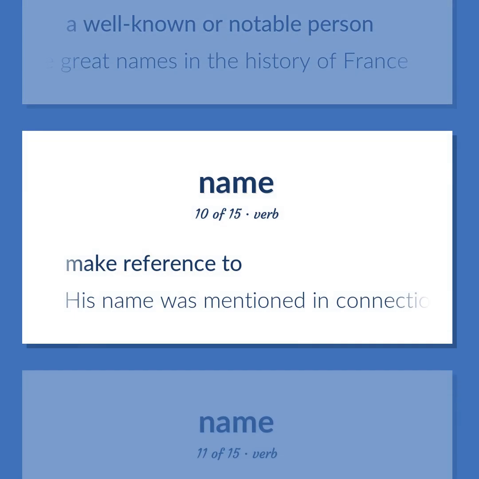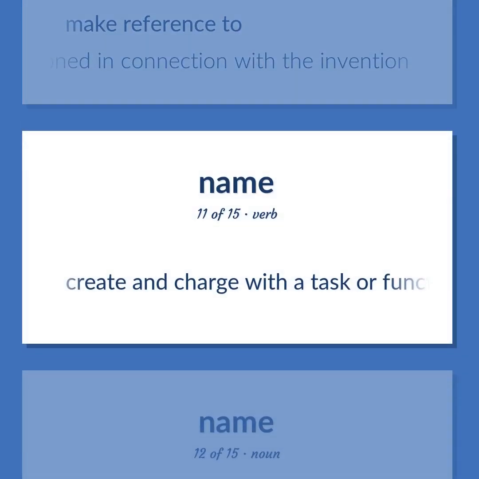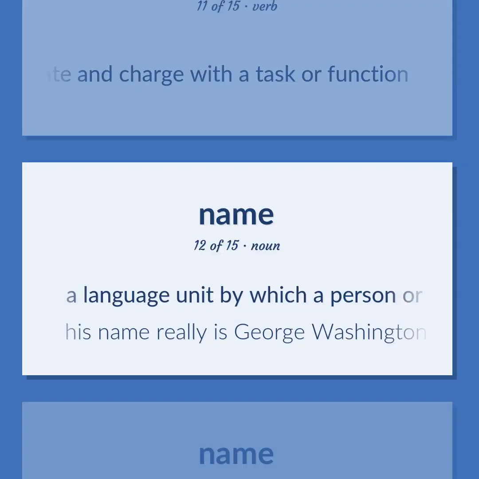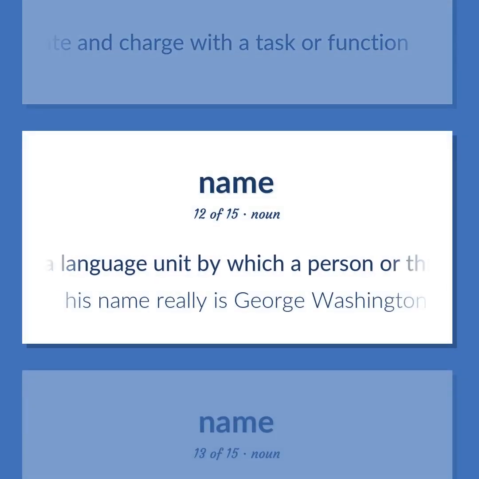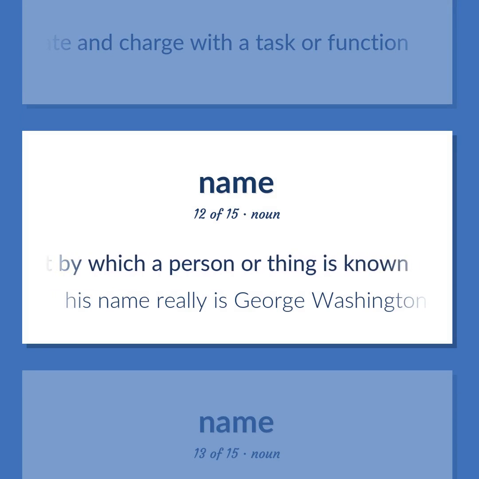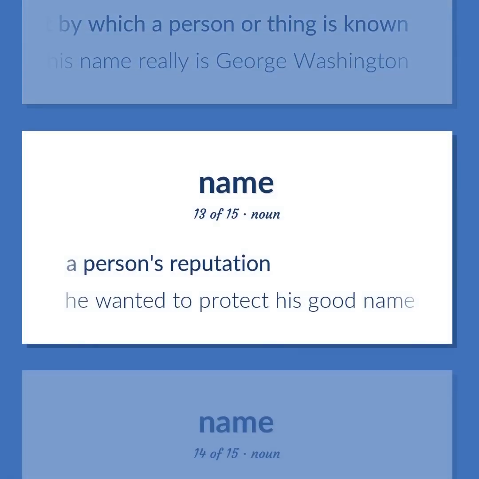Make reference to. His name was mentioned in connection with the invention. Create and charge with a task or function. A language unit by which a person or thing is known. His name really is George Washington. A person's reputation. He wanted to protect his good name.